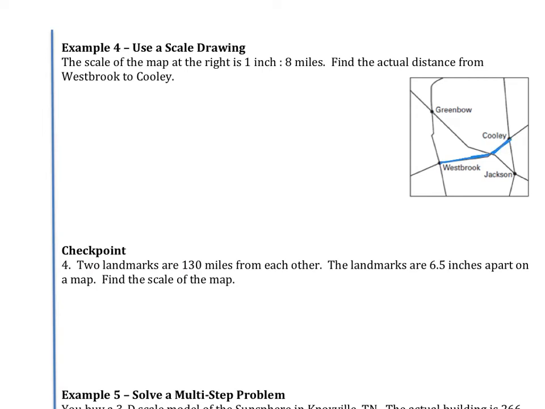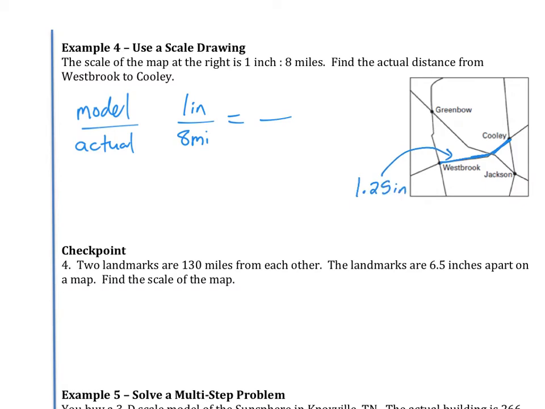So if we measure it, we're still using model over actual. So the model is 1 inch. The actual distance is 8 miles. So 1 inch for every 8 miles. If you measure in the model, when you measure this out, you would get roughly 1.25 inches. Okay, so if you have a ruler, you'd measure that. And when you do that, you should get roughly 1.25 inches. So that's the model part, 1.25 inches.